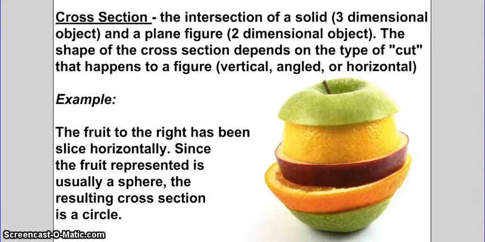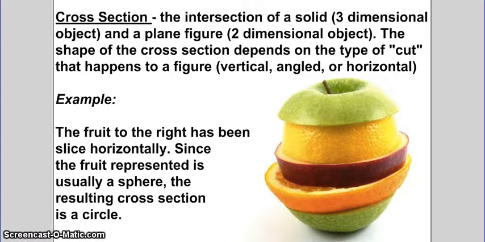Our next video is going to be talking about cross-sections of three-dimensional figures. Now, a cross-section is the intersection of the solid, so the three-dimensional figure, and a plane figure. I tend to think about these as a slice of the shape or a cut of the shape. Now, the shape of the actual cross-section depends on the type of cut that happens to a figure.